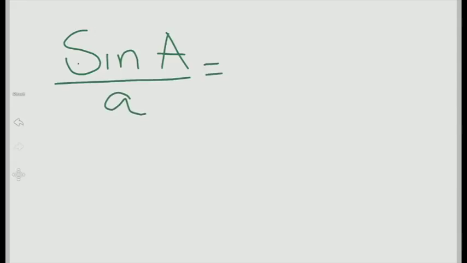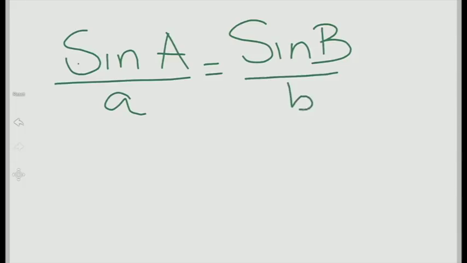The sine ratio is sine A over a equals sine B over b equals sine C over c. So given any angle, if it's right-angled, you just use SOHCAHTOA. If it's not right-angled, we use the sine formula. Let's look at some examples.